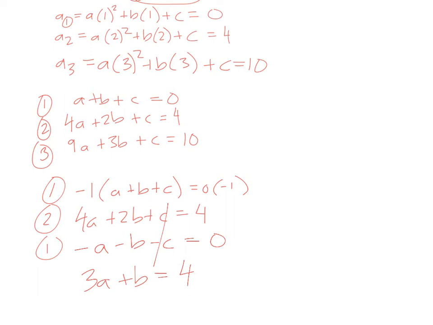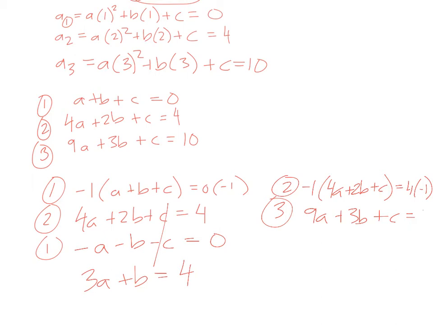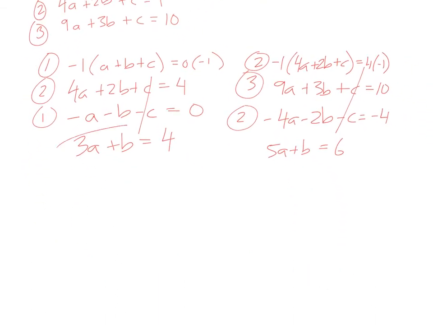All right, so now I have equations 2 and 3. I multiply equation 2, 4a plus 2b plus c equals 4, by negative 1. I have 9a plus 3b plus c equals 10. All right, so for equation 2, since I've manipulated it, here is the new form of equation 2. All right, c's cancel out once again. So I have 5a plus b equals 6. Now I have these two equations here to work with.